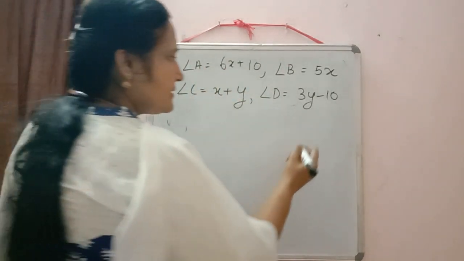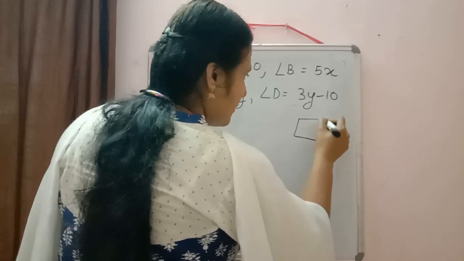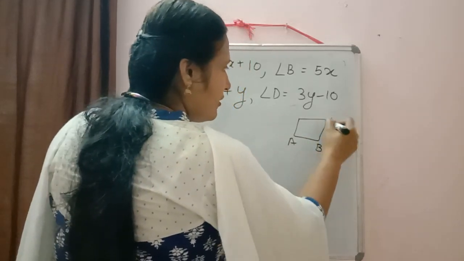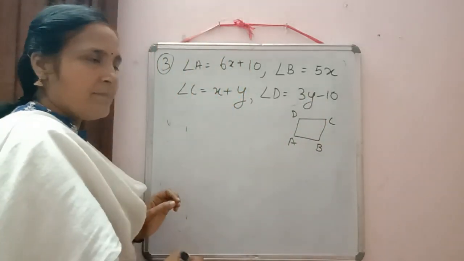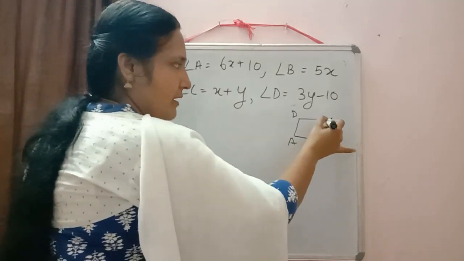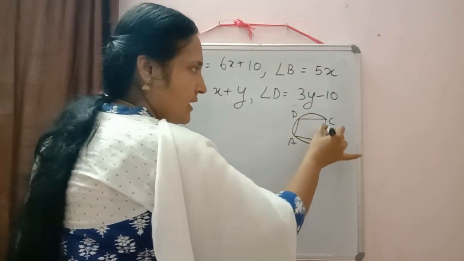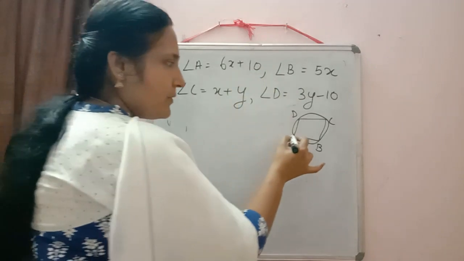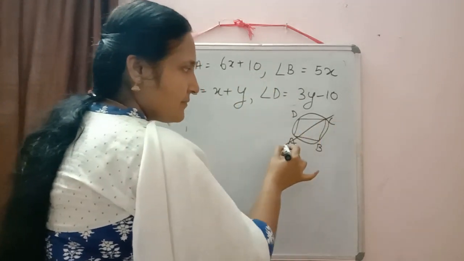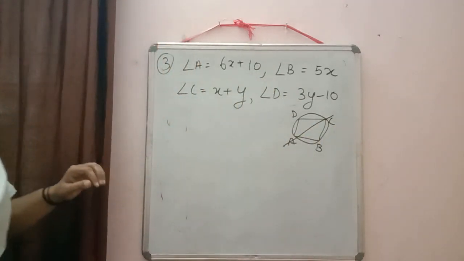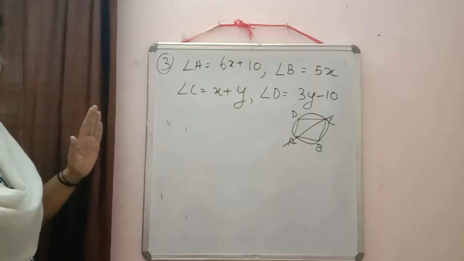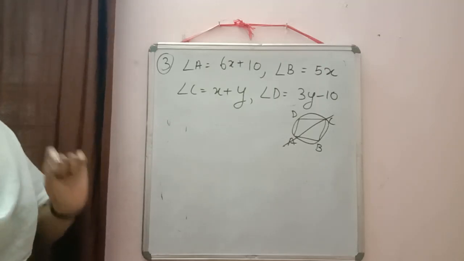Now it is a quadrilateral. If you simply draw a quadrilateral ABCD, it should always be written in order only. It is a cyclic quadrilateral. And what do we know about a cyclic quadrilateral? Yes, opposite angles are supplementary. So we can use that concept now. That's why that information is given.